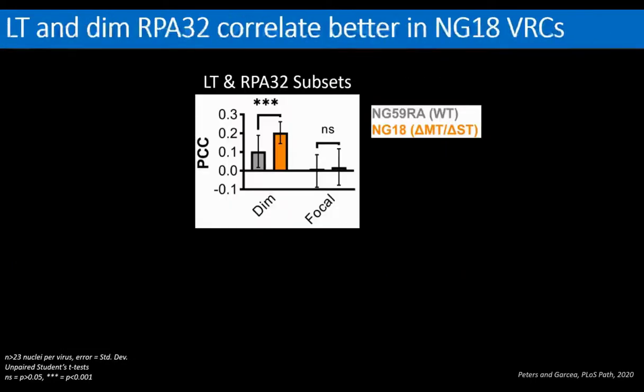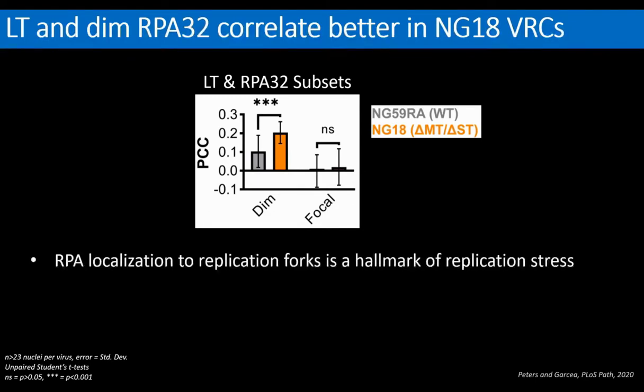I also calculated the PCC values for large T antigen and RPA32 subsets in NG18 infected cells. Compared to wild type, I detected a significant increase in the correlation of large T and dim RPA32. This implies there's more RPA at NG18 viral DNA replication forks, which is a hallmark of replication stress. This result hinted that small t may contribute to VRC organization.